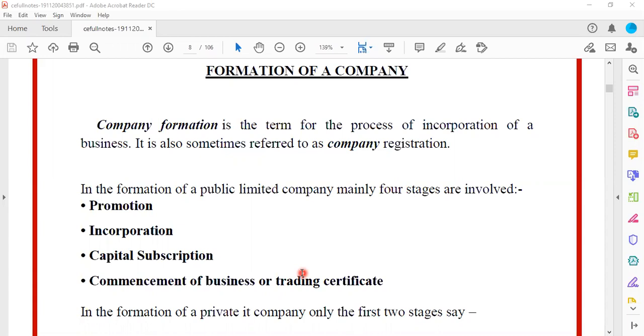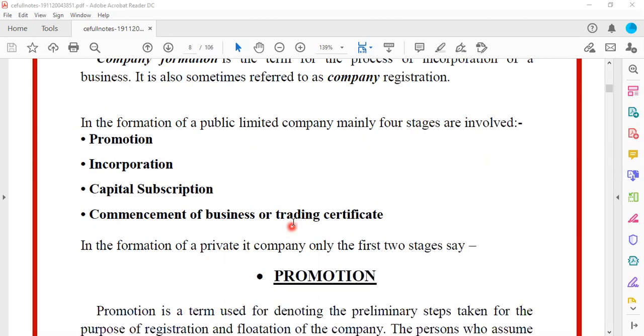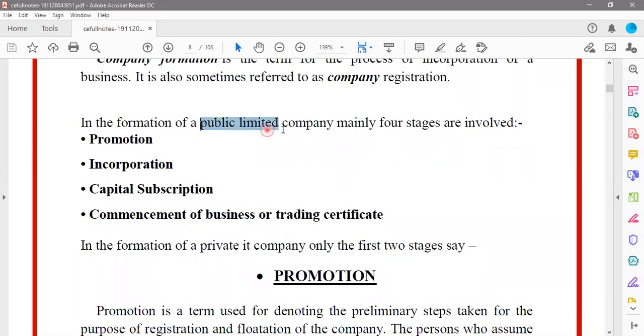So let us understand what is this formation of a company. Now, company formation is the term for the process of incorporation of business. It's sometimes called company registration. So it's nothing but if you register your company, then it is called company formation. Then in the formation of public limited company, mainly 4 stages are involved. Okay, we are talking about public limited company. Why public limited company? Because we are giving the shares to outsiders, where the normal general public can come and buy the shares. So that is why public limited company has 4 stages involved.